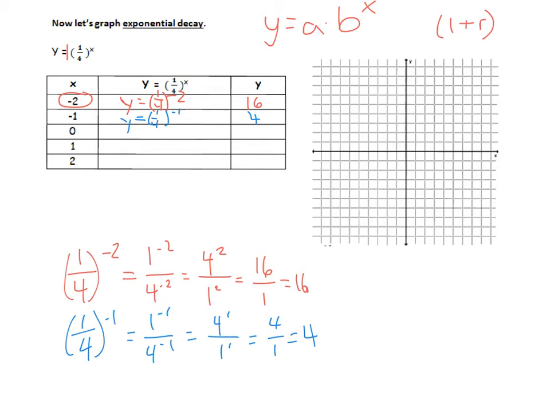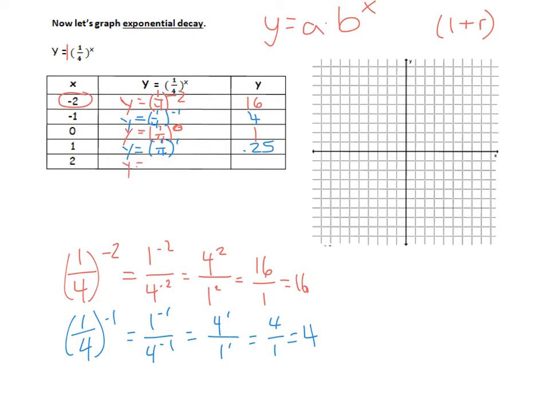Okay, now the next ones will be a little bit easier because we're not raising them to the negative values. So y equals 1/4 to the 0. What's anything raised to the 0? It is 1, the number 1. And now we've got y equals 1/4 to the first power. Well, 1/4 to the first power is 1/4, and 1/4 can be written as a decimal if you'd prefer, which is 0.25.